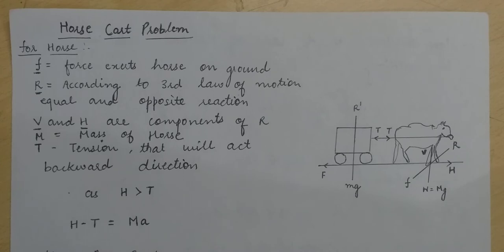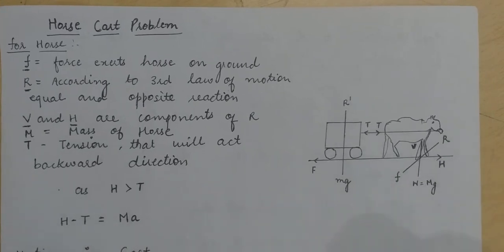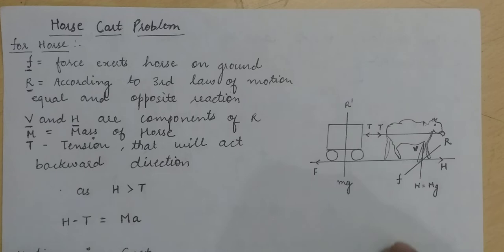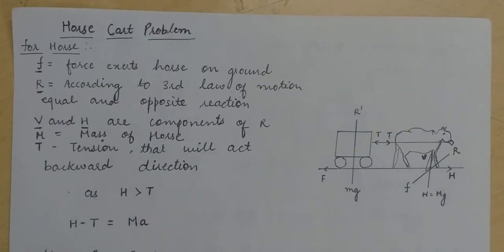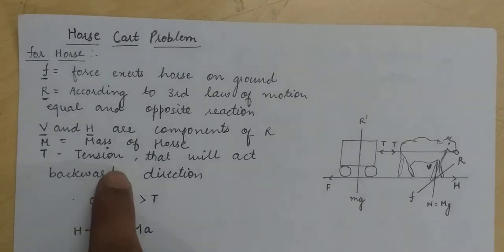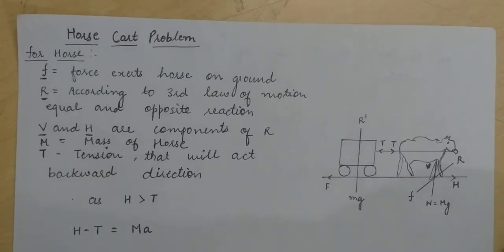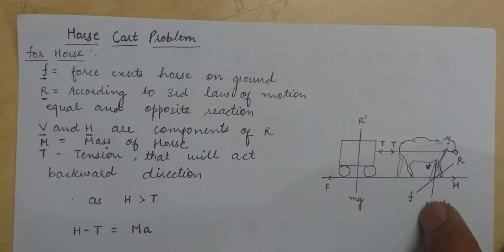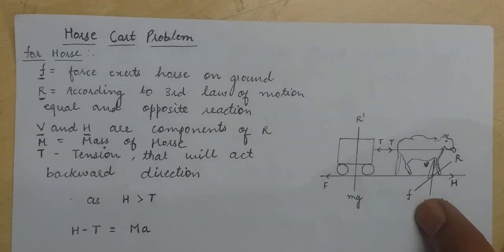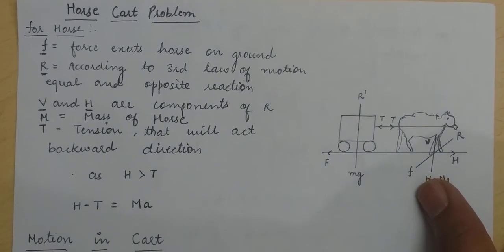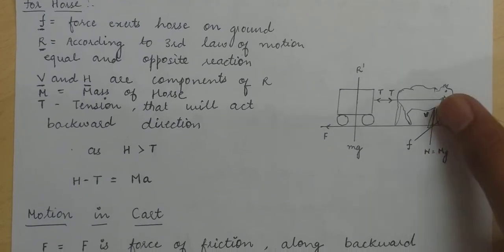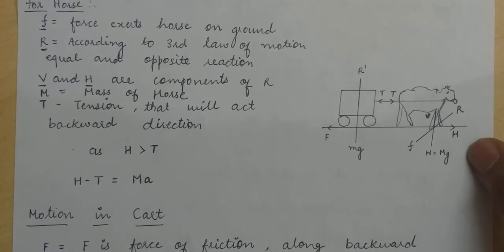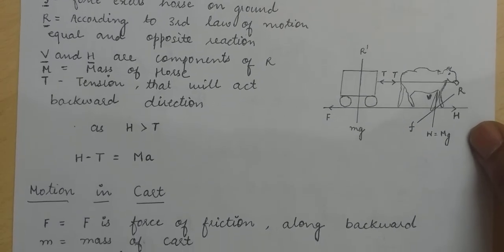The topic is the horse cart problem. So this is a diagram. This is F, R, V, W, H, M, G, F and R dash. For the horse, F is equal to the force exerted on the ground. This F is a force that the horse exerts on the ground at an inclined angle. And R is, according to the third law of motion, the equal and opposite reaction. So V and H are the components of R, and M is the mass of the horse.